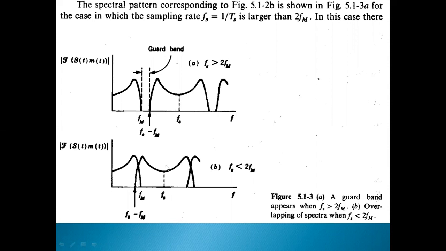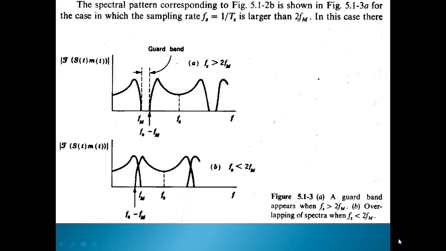That is the sampling theorem. Now another case: Fs less than 2Fm. What happens? If Fs is less than 2Fm, there is 0 to Fm and Fs minus Fm, so there will be an overlapping of the samples. This overlapping of samples occurs under the Fs less than 2Fm condition. At this condition, signals may not be recovered at the receiving end.